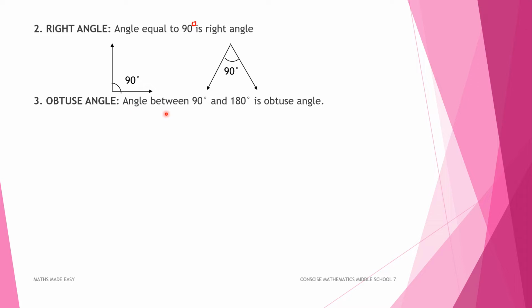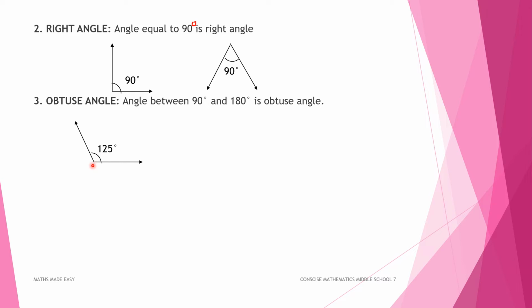Obtuse angle: the angle between 90 and 180. If it is less than 90, then it becomes an acute angle. If it is more than 90 and less than 180, then it is an obtuse angle.